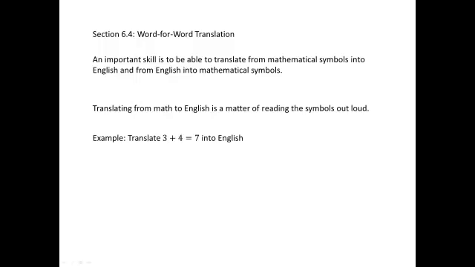Section 6.4, word-for-word translation. An important skill is to be able to translate mathematical symbols into English and English into mathematical symbols. Translating from math into English is a matter of reading the symbols out loud. Example, translate 3 plus 4 equals 7 into English. Since I've read the problem out loud, I already know what the answer is.